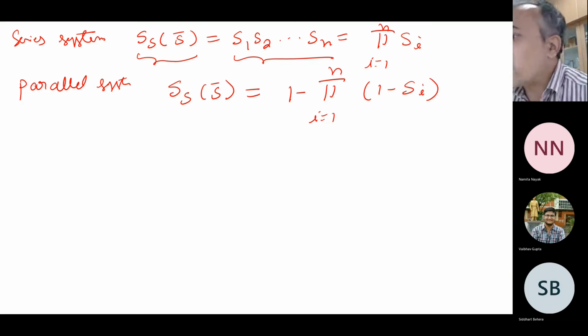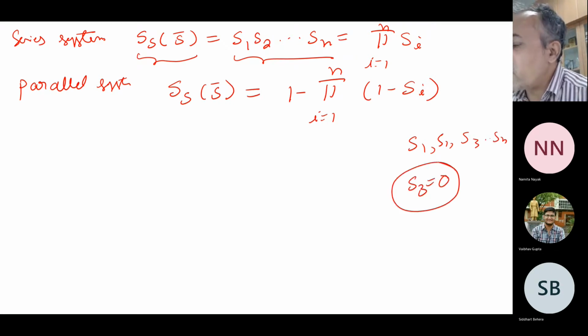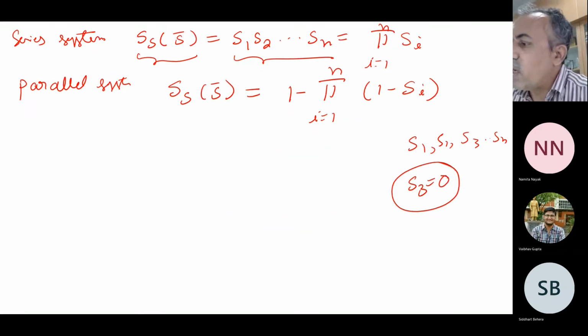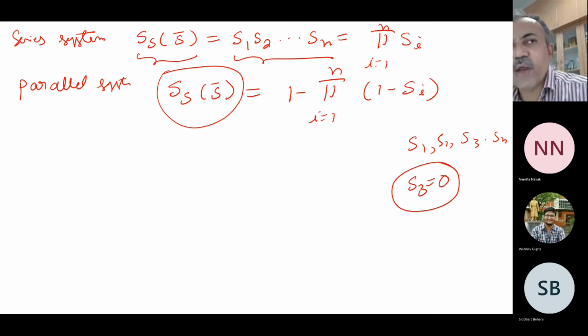So now what do you mean by a parallel system? Let us say among S1, S2, S3 and all other elements, S3 is 0. That means it has failed actually. So failure state means S is equal to 0. Now what happens to the overall system? In the series system, if one element is 0, the overall system also becomes 0. That means the system also fails actually.